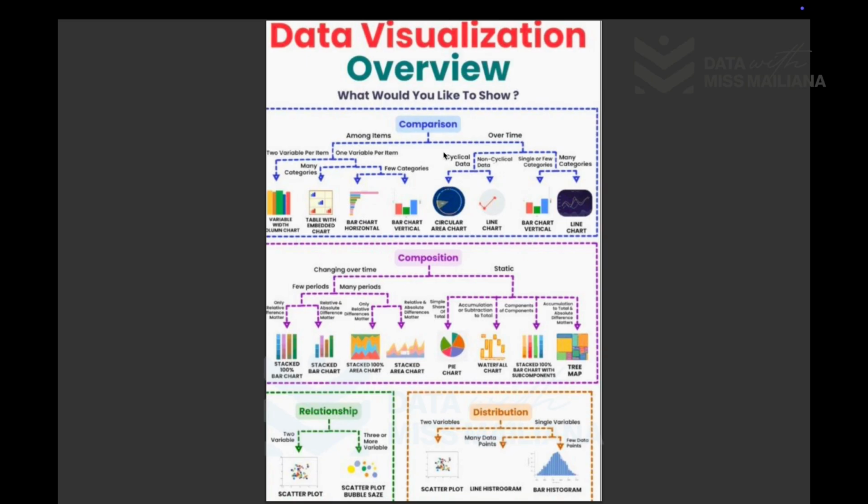All right, so for comparison, the major visuals that we use is mostly the bar chart or the vertical bar chart, and in Power BI you see it as column chart or something like that, right? So this is two variables per item or one variable per item. So you want to see a bar chart horizontally or a bar chart vertically, right?